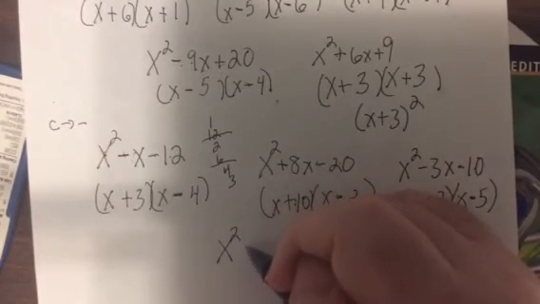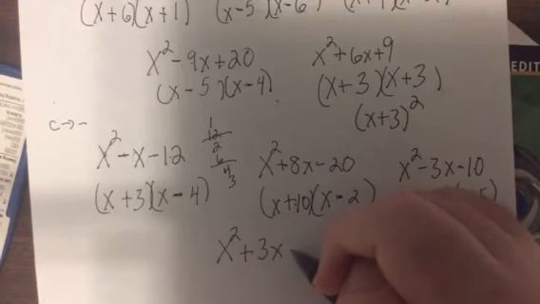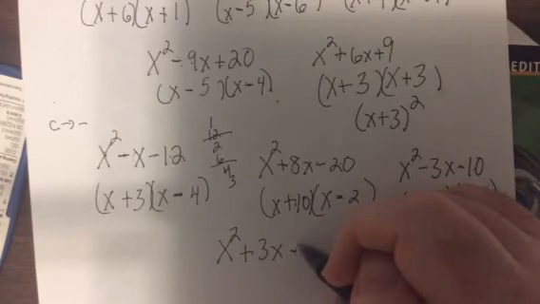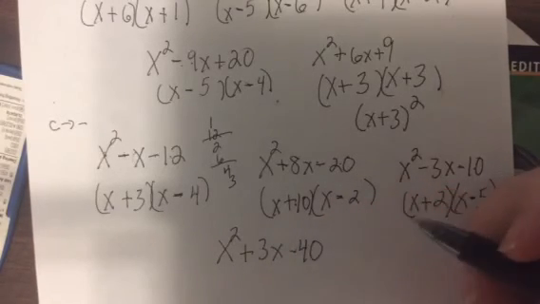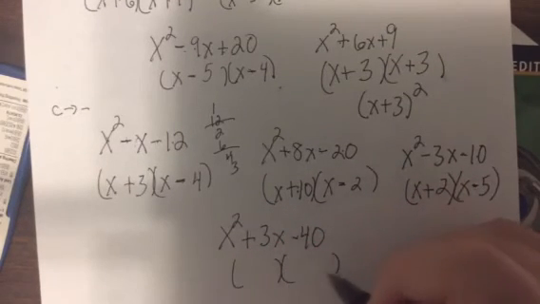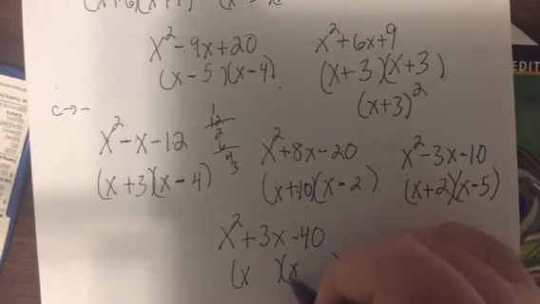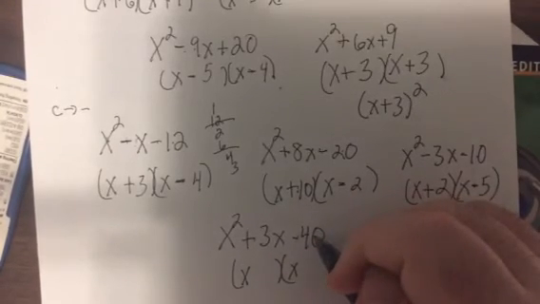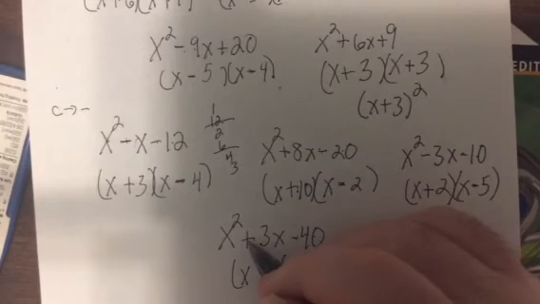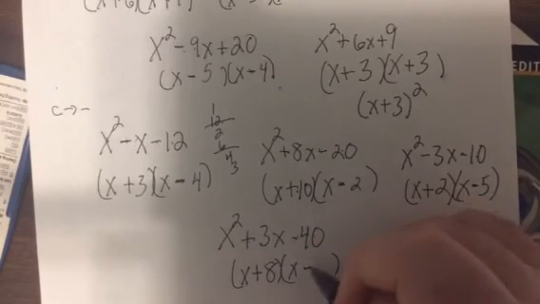Try one on your lonesome. X squared plus 3x minus 40. So what do you multiply to get 40, but when you subtract, you get 3? Well, how about 8 and 5? 8's the bigger one, so it goes with the plus, then minus 5.